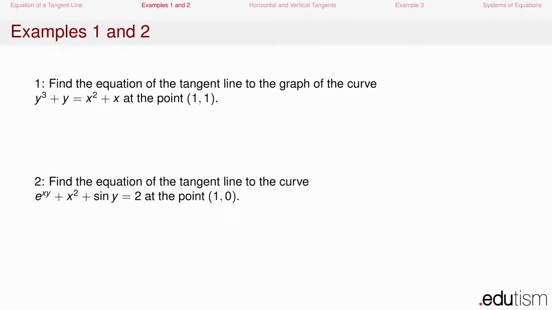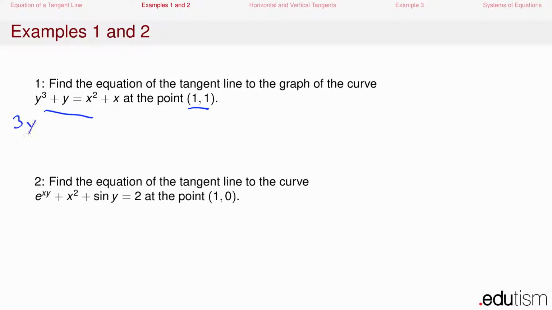So in examples 1 and 2, we're going to find a couple tangent lines to implicit curves. So the first one here, we're going to do y cubed plus y equals x squared plus x. That's the implicit curve. We want to find the tangent line at the point (1, 1). So the first step is to differentiate this implicitly.